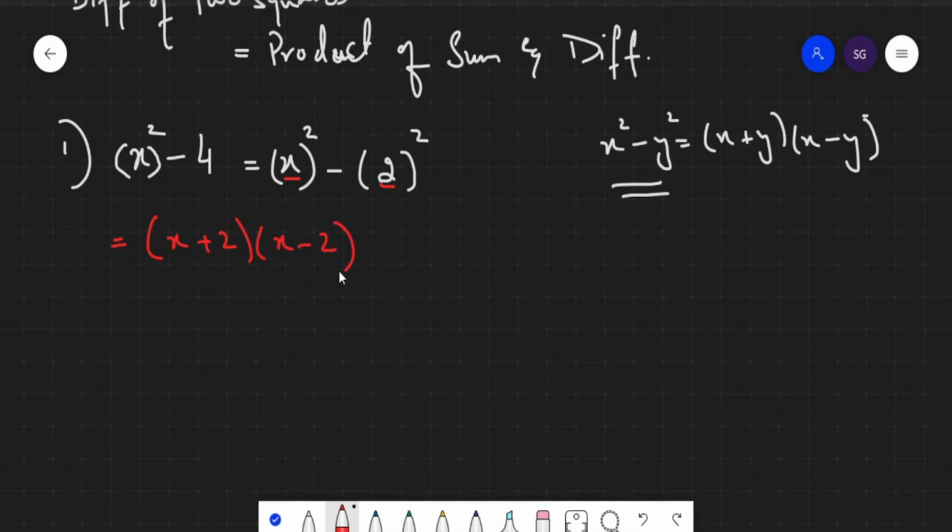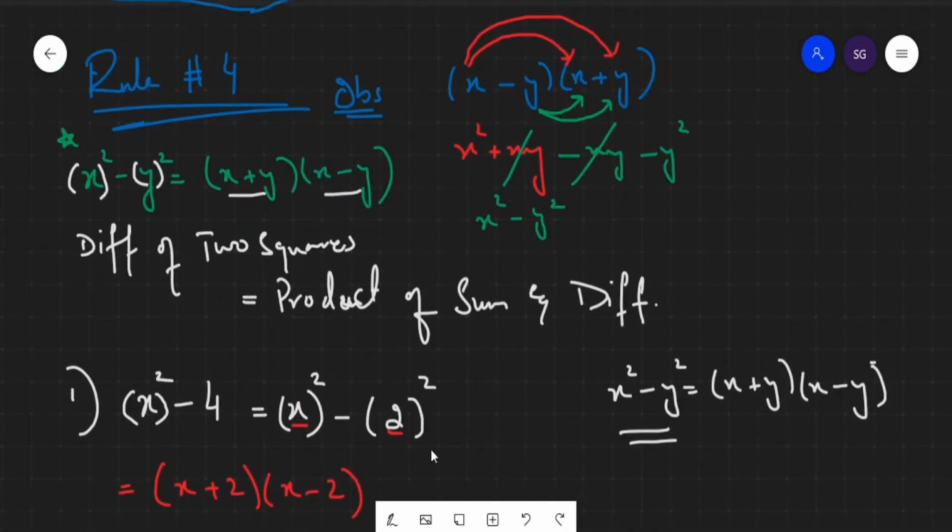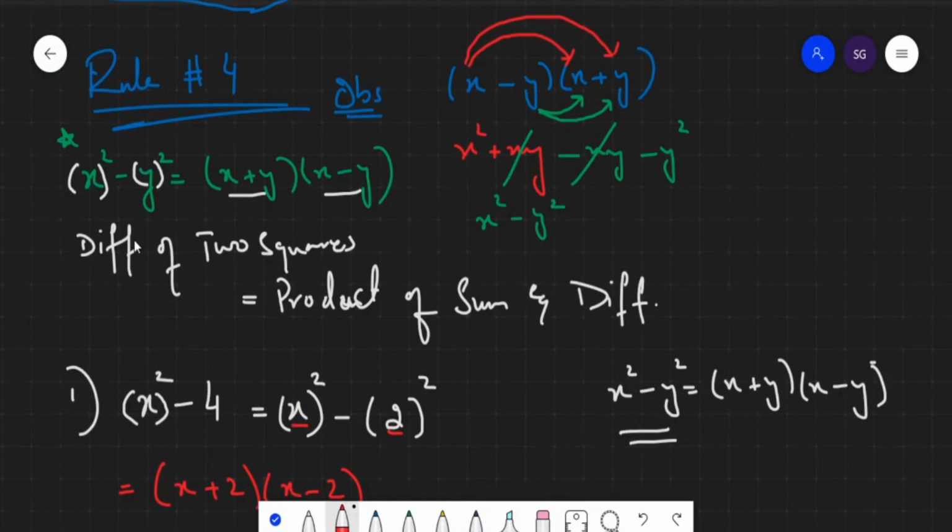That's rule number 4, and we call it the difference of two squares. In fact, that's the key word that we are going to remember for our rule number 4, just like the other two rules. So this is what we have to remember. Difference of two squares is our key term for rule number 4.